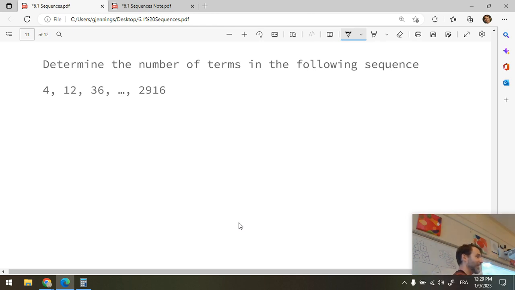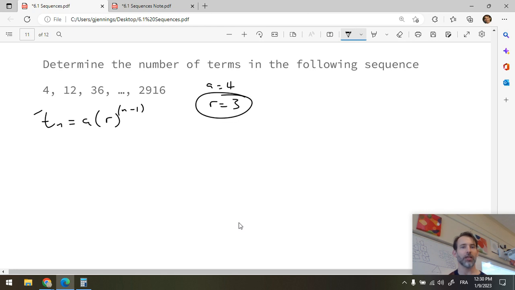Okay, and then what if I ask you to tell me what number term 2,916 is for Tn? Let's see. My Tn is going to be equal to a multiplied by r to the n minus 1. I see that a is 4, and my common ratio is multiply by 3. So I'm going to put those in here. Tn is equal to 4 multiplied by 3 to the n minus 1.